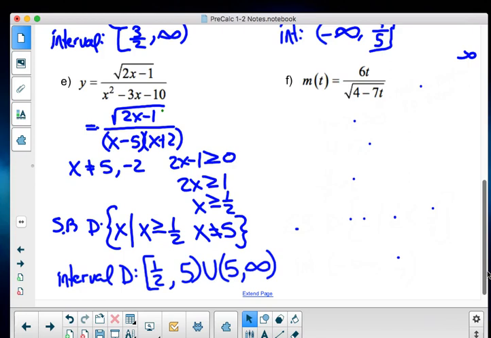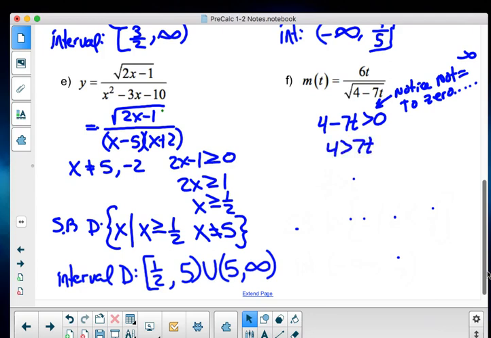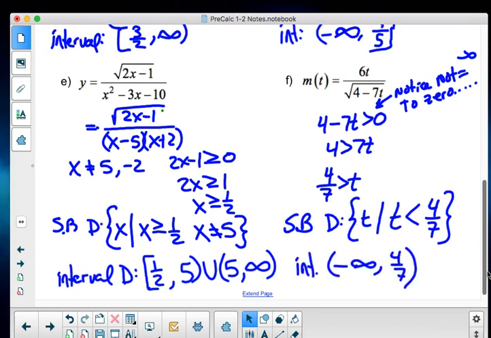And in my last one here on this page, I've got 6t all over the square root of 4 minus 7t. Now, when I do this, my restriction isn't about 6t. It's about 4 minus 7t, the square root of that. So I've got 4 minus 7t is greater than 0. And it's greater than 0 because it's in the denominator, and I can't have a 0 in the denominator. So that's why it's not greater than or equal to. Now, 4 is greater than 7t, and 4/7 is greater than t. And now I've got my set builder, and I've got my interval notation.